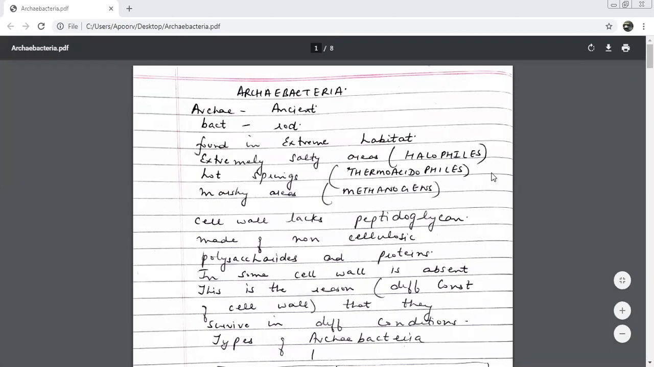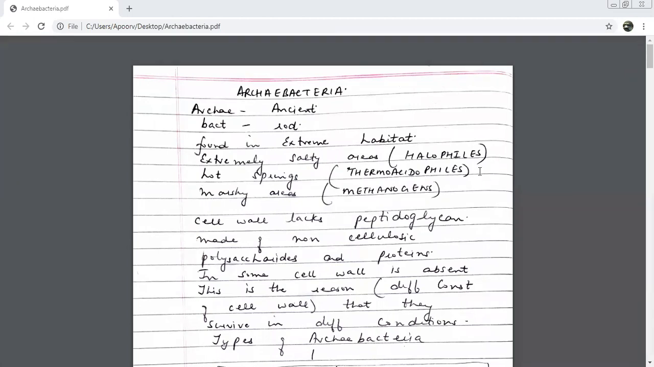Tell me very quickly, the ones found in extremely salty areas, what are they called? Halophiles. And hot springs? Thermoacidophiles. The name tells you: thermo-acido means they can survive in both high temperatures, thermo, and acidic medium, acido, as well. And the ones found in marshy areas, we call them as?